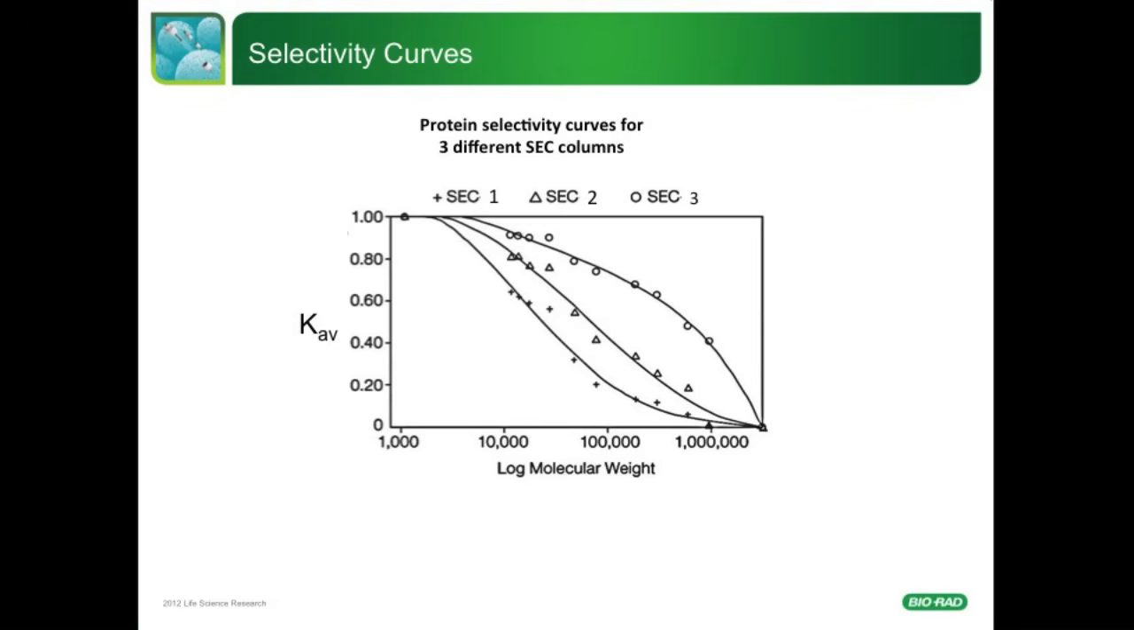This curve is usually generated by using known standards. You run them on the column, and you see where they elute from the column. Since this is the stationary phase volume, elution goes from 0 to 1. The biomolecules that are closer to 0 elute first. The ones that elute closer to 1 elute last. You then plot these biomolecules, where they elute from the column, against their actual molecular weight, and you generate a protein selectivity curve.